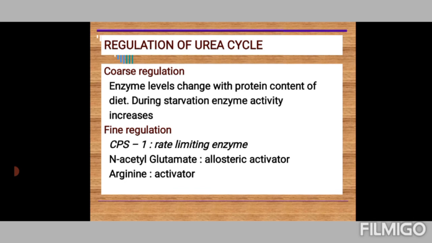Whereas fine regulation is concerned with the enzyme CPS 1, carbamoyl phosphate synthetase 1, the first enzyme, the rate limiting enzyme of the urea cycle, and N-acetyl glutamate is an allosteric activator, as well as arginine also is an activator of this particular enzyme. Now, N-acetyl glutamate, the activator, is actually synthesized from acetyl coenzyme A and glutamate in a reaction for which arginine is the activator. Acetyl coenzyme A actually can be produced from ketogenic amino acids also. So, during the fed state, both acetyl coenzyme A and glutamate are high in availability, so that N-acetyl glutamate can be easily formed, which actually activates the urea cycle also.